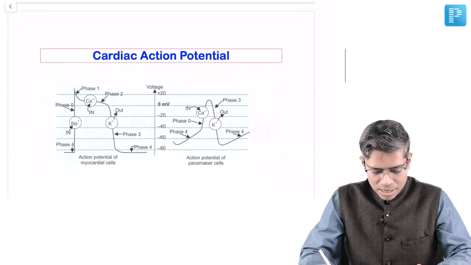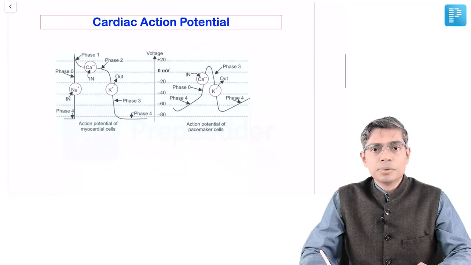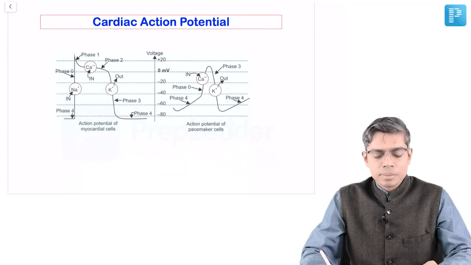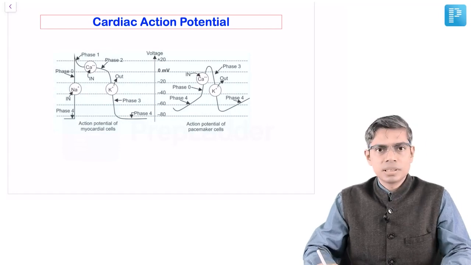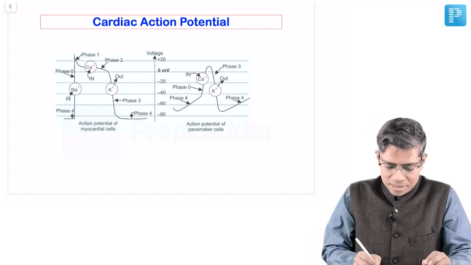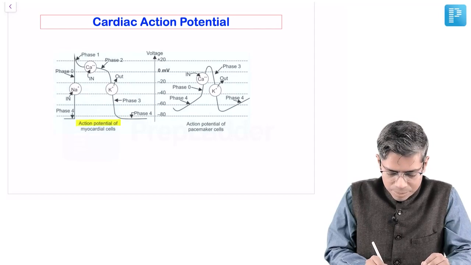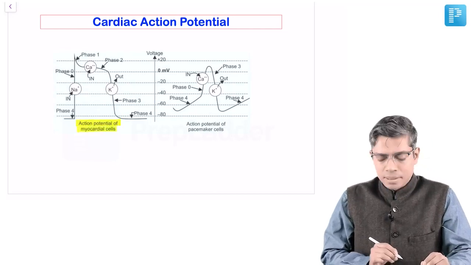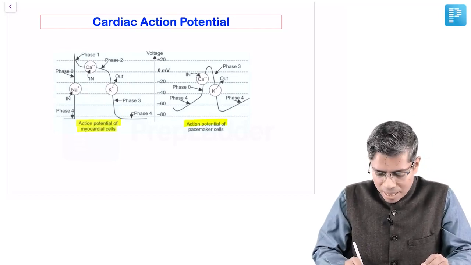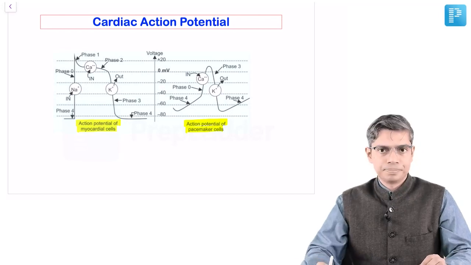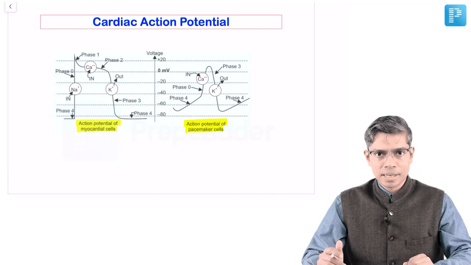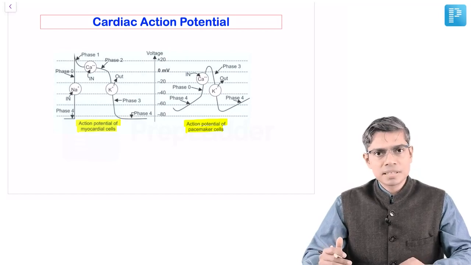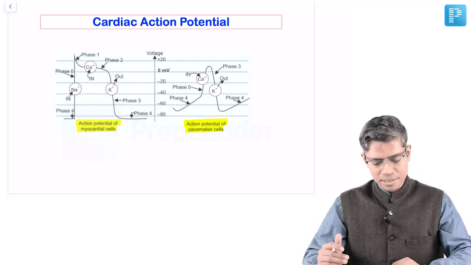If you look at this diagram in front of you, this diagram is taken from a book and you can easily find out that the action potential of the heart has two distinct types. Here it is written action potential of the myocardium cell, which is clearly distinct from action potential of the pacemaker cell. So we are first going to discuss what is the difference between these two types of action potential, and then we will be discussing the ionic basis of action potential.